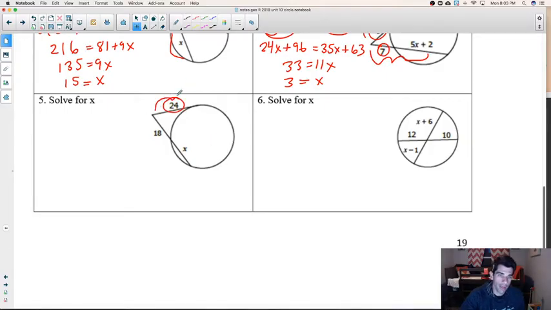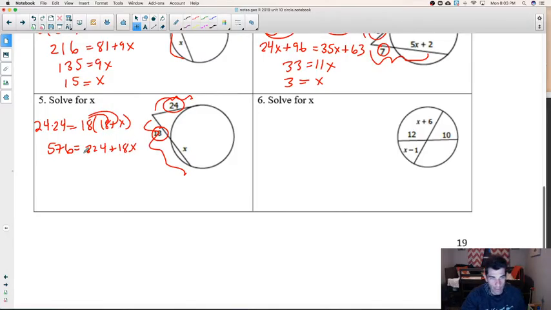Outside times the whole thing. So that's going to be 24 times 24, 18 times 18 plus x. 24 times 24 is 576. 18 times 18 is 324 plus 18x. Okay, again, 18 times 18 is 324.